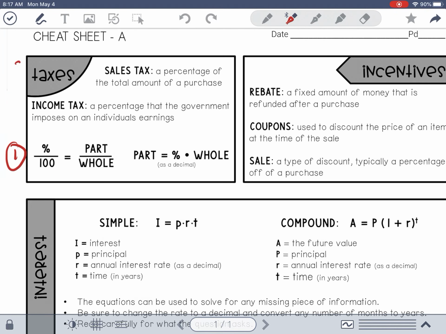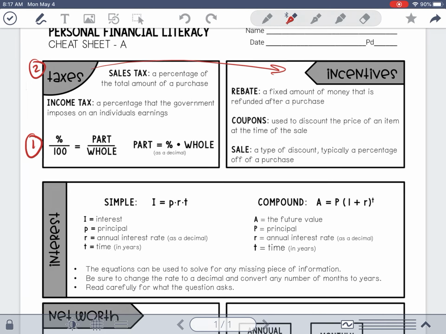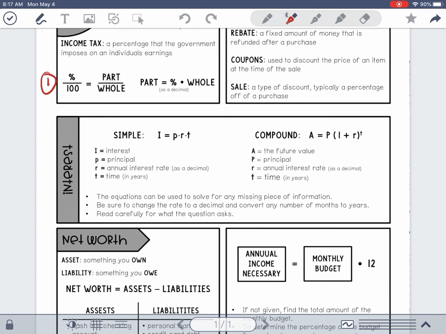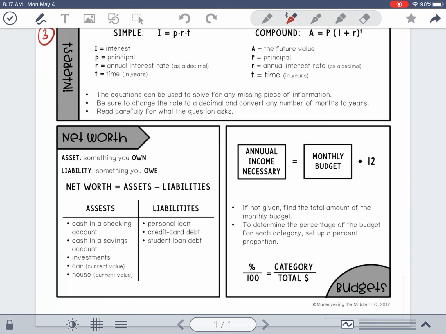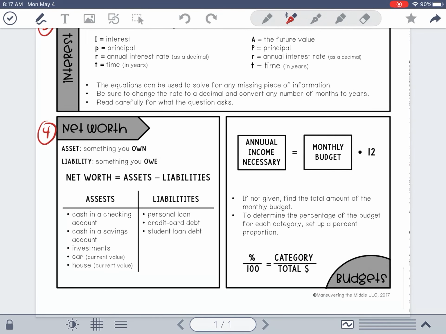And then the second video will be taxes, which will include rebates, coupons, those kinds of things, incentives. That's our second video. Our third video will be interest, simple and compound. And then the fourth video will be net worth. And finally, our 5th video will be budgets. So those are the 5 videos we're looking at this week.